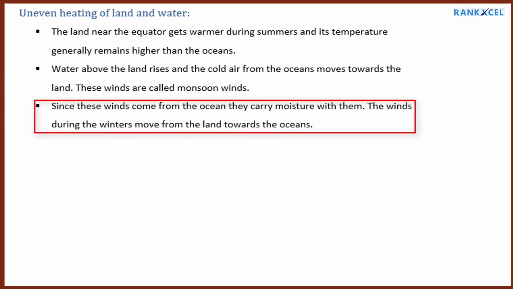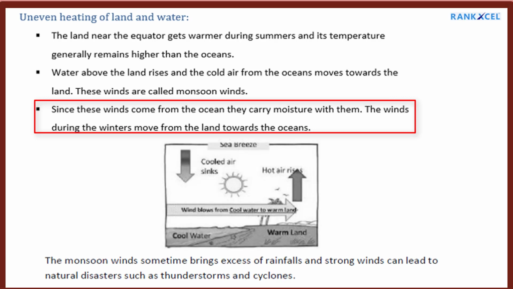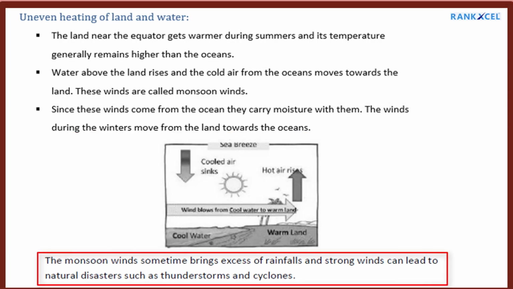Since these winds come from the ocean, they carry moisture with them. The winds during the winters move from the land towards the oceans. The monsoon winds sometimes bring excessive rainfall, and strong winds can lead to natural disasters such as thunderstorms and cyclones.